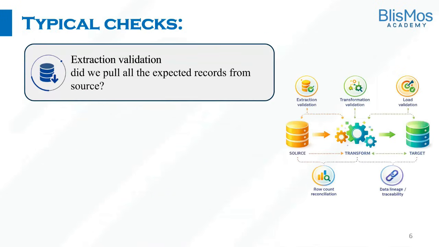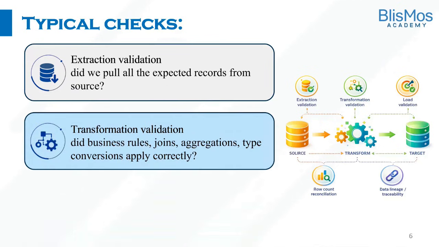First thing is extraction. That is the reason we are talking about extraction validation. As a part of the extraction validation, we ask, did we pull the expected records from the source? For example, if the source contains 1 million eligible records, but only 950,000 entered the pipeline, something would have gone wrong, right? Where would it have gone wrong? During the extraction.